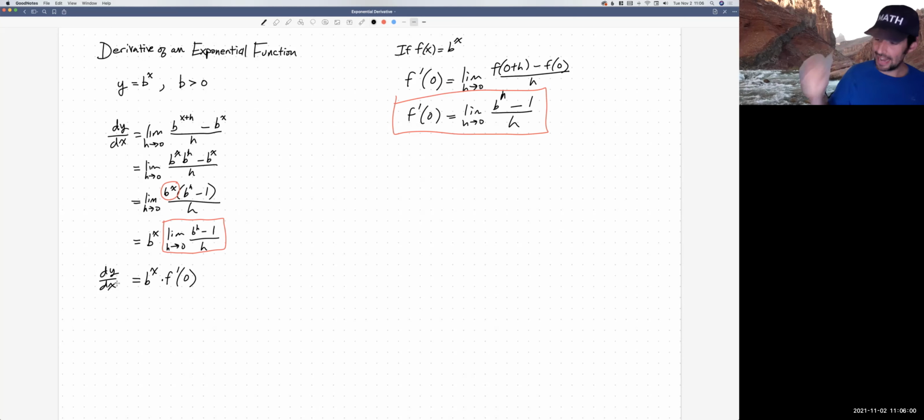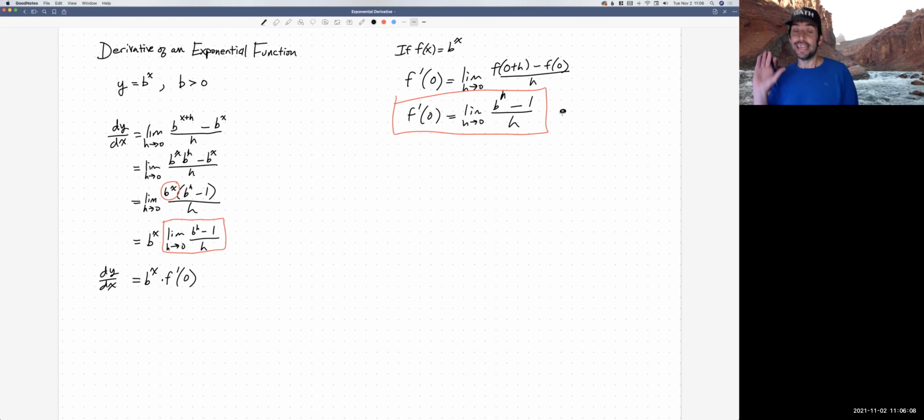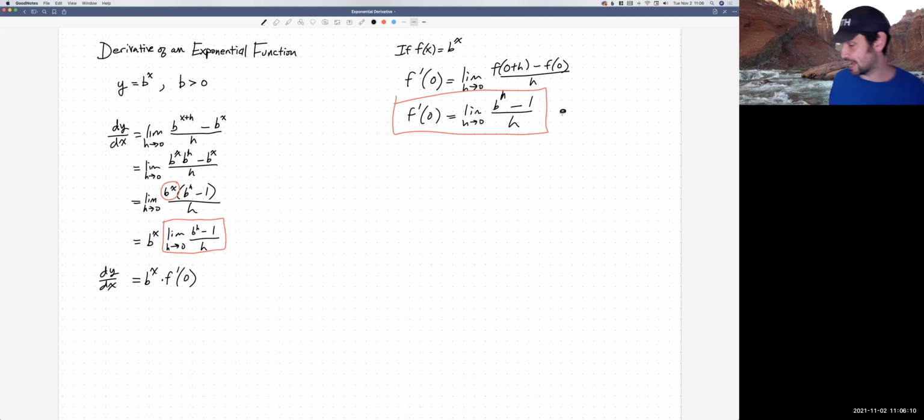Okay. Now, we just made a couple of big assumptions. I assumed that this limit exists. Okay. I assume that this limit right here exists. It does, but showing that is not in the scope of this series. And so we're going to just assume for now that it does exist.